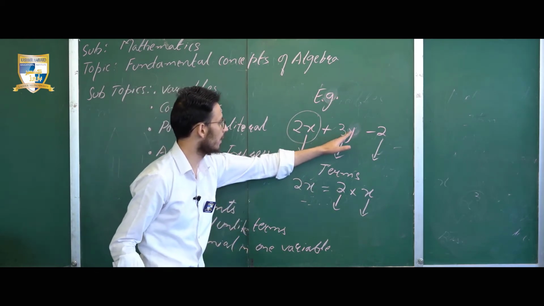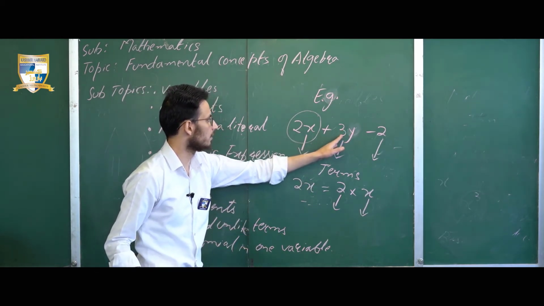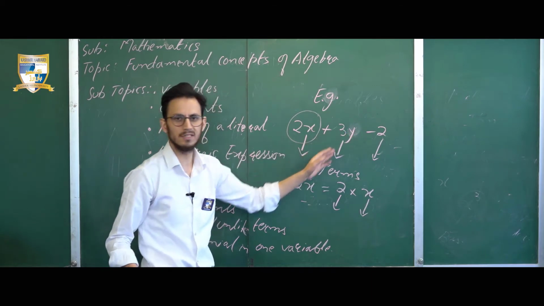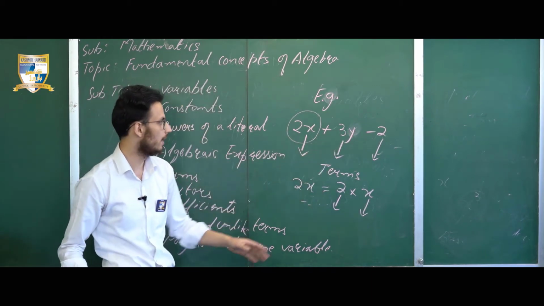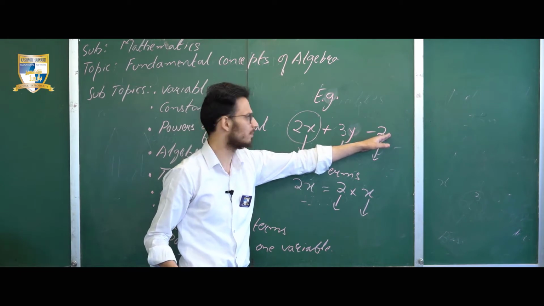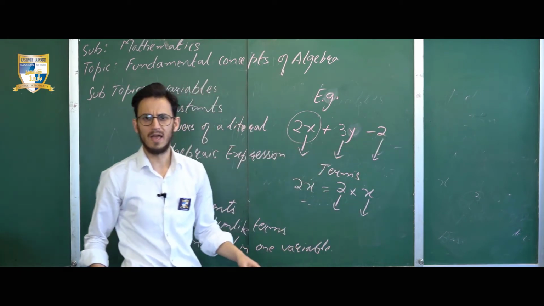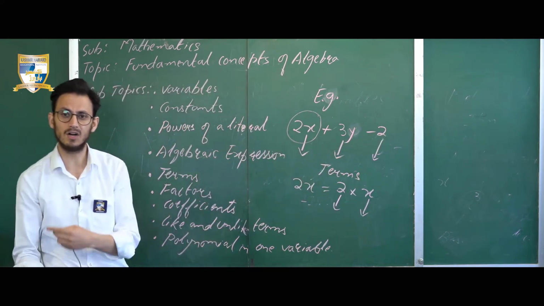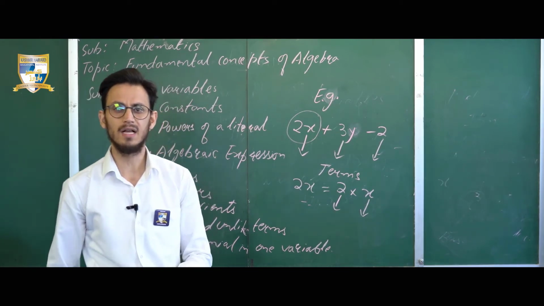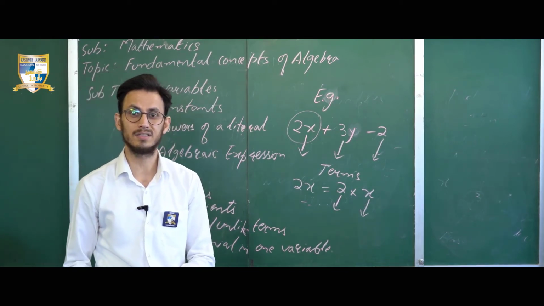Similarly here 3 and y. So we can say that this term is the combination of 3 and y. So we can say that the 3 and y are the factors of this term. And here we have the only single term, that is 2 without a variable. And when we see such kind of term without a variable, that kind of term is called a constant term.